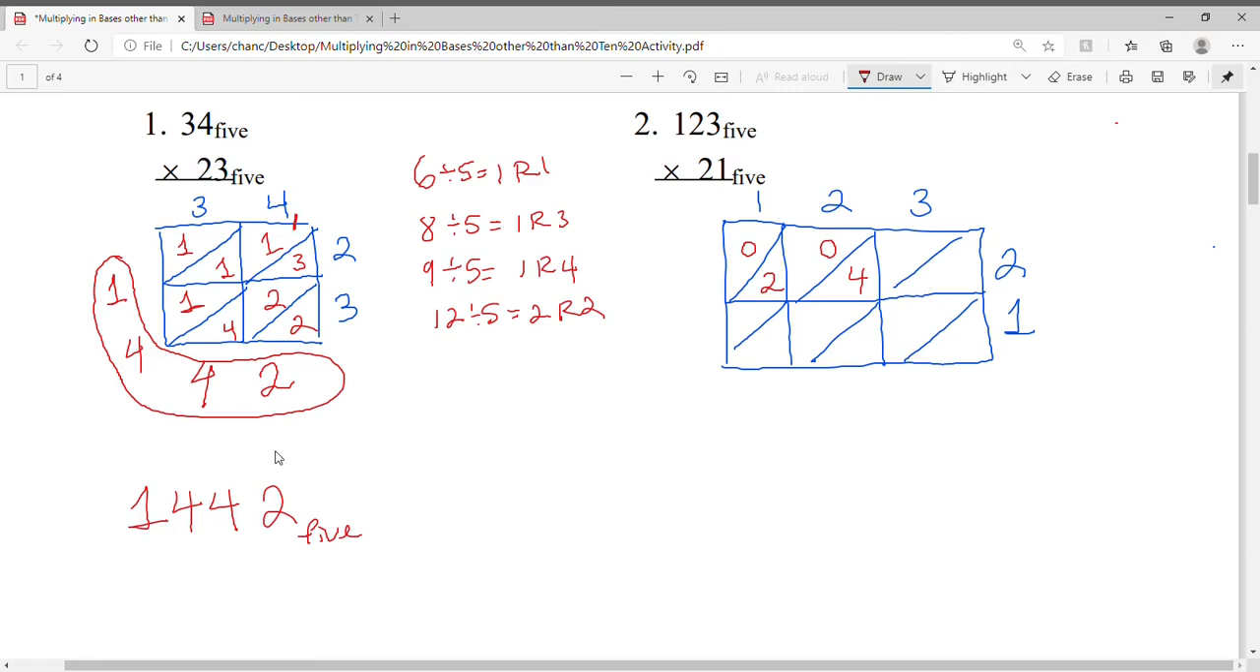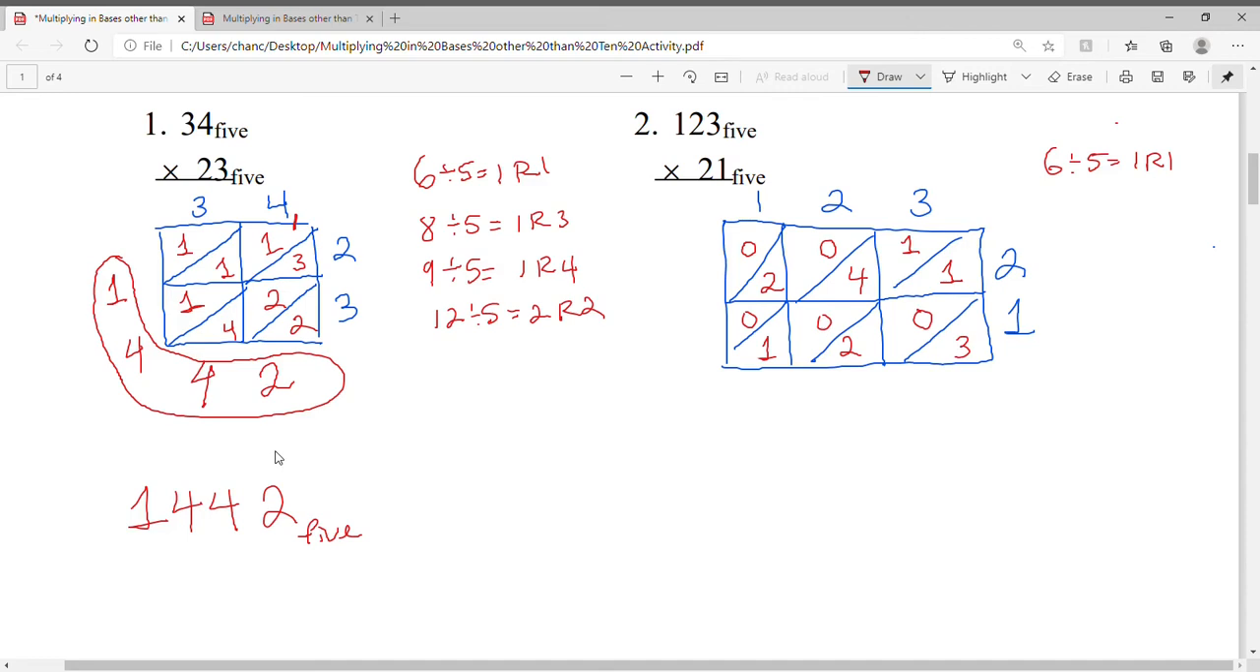3 times 2 is 6. 6 does not exist, so we'll convert it to base 5. That's 1, remainder 1. 1, 1. Then we'll multiply. 1 times 1, that's 1. 1 times 2, that's 2. 1 times 3 is 3. So we'll put a 0 and a 3 here.